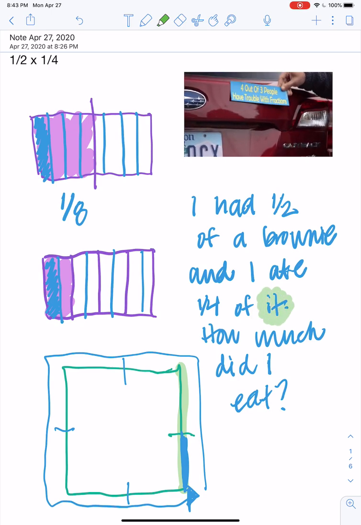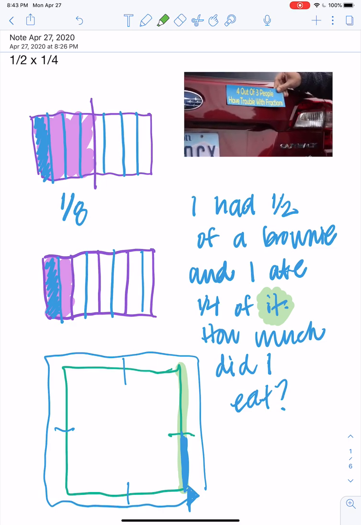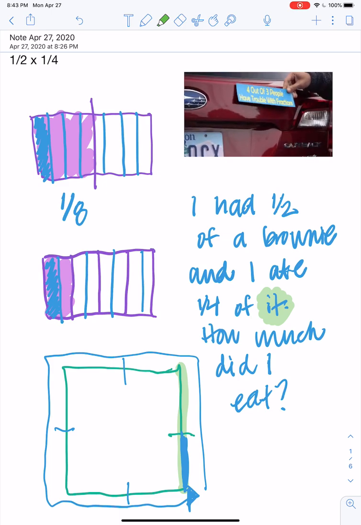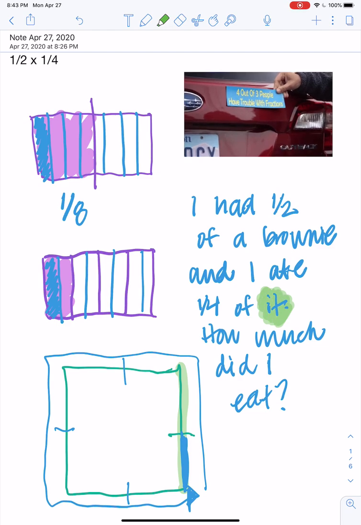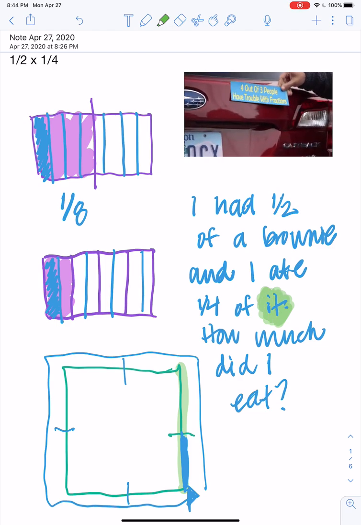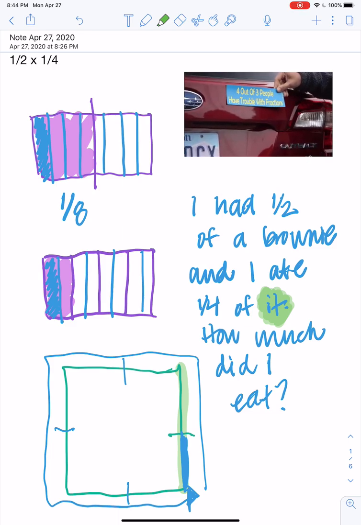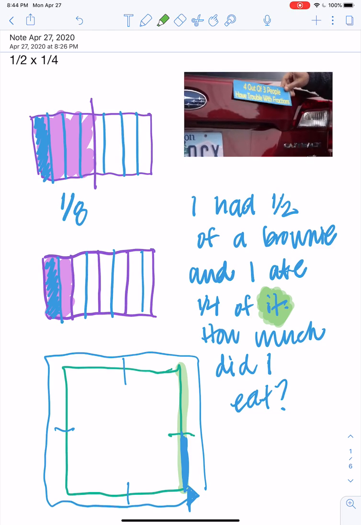So my question for you is, what is it? Is it I ate 1/4 of a brownie, or is it I ate 1/4 of what I had? And this is very important because we need to think about what our unit is. And then in this case, the 1/2 times 1/4 for problem posing, we're talking about taking 1/4 of what we have. So I had 1/2 of a brownie and I ate 1/4 of what I had. How much did I eat?